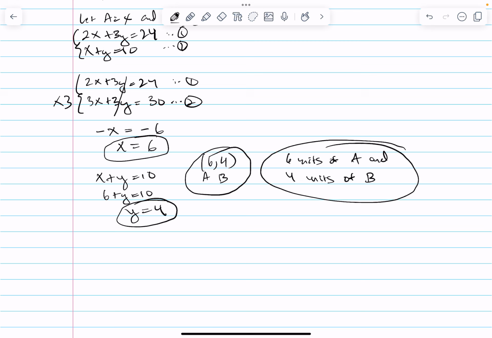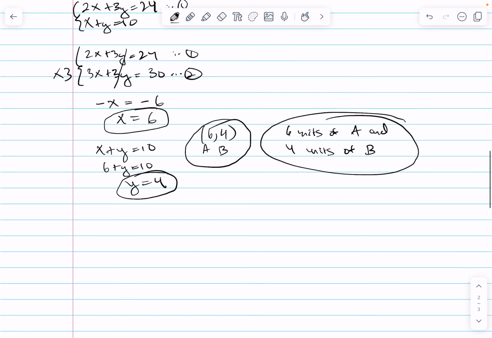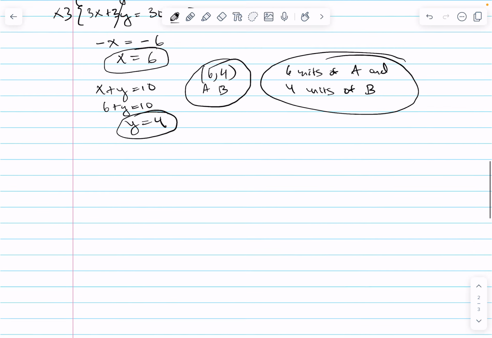You can check this answer if you want to, but this one's pretty easy to do in your head, and you can see it's right. So the answer is 6 units of A and 4 units of B will be 10 units total and $24 of profit. I think I forgot to add what the question is asking. The question is asking what combination will produce this. I'm sorry, I forgot to add that.